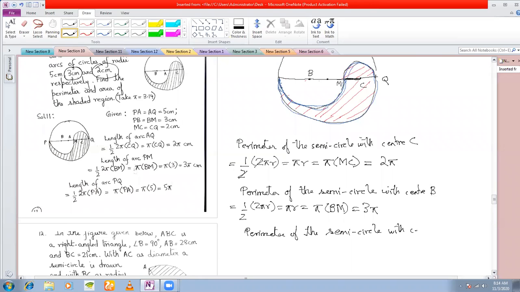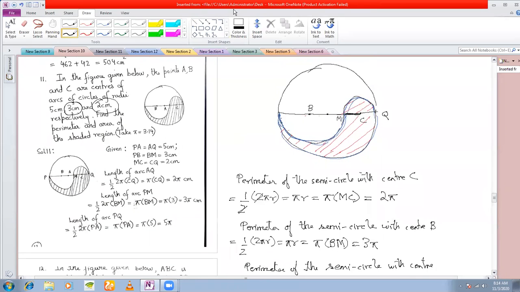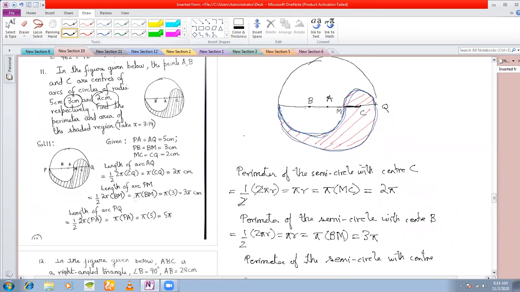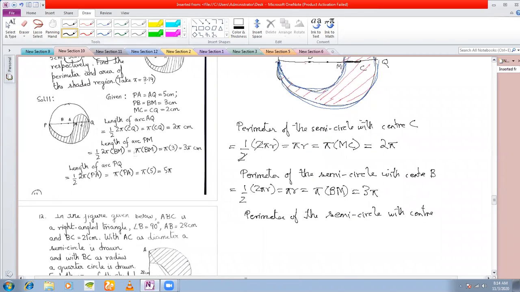Can anyone tell me which semicircle we are talking about? We are talking about the semicircle with center A. We are talking about this part. Okay. So the semicircle with center A is equal to half of 2 pi r, which is equal to pi r.